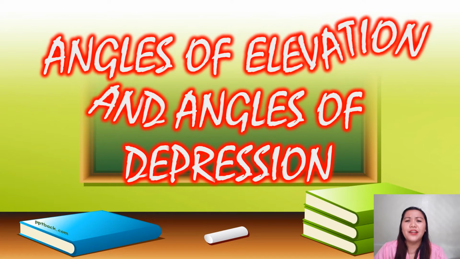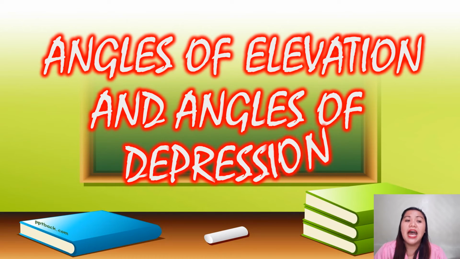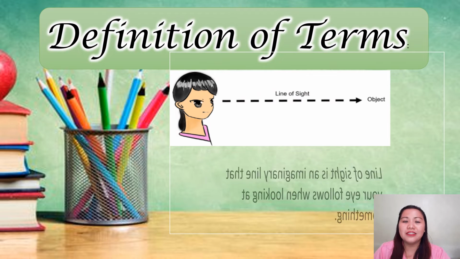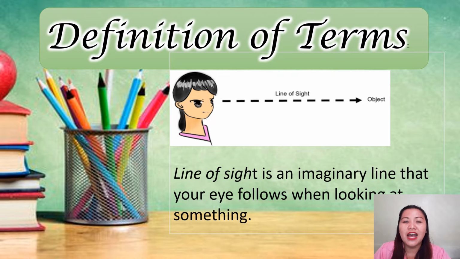Let's define what is angle of elevation and angle of depression. Let's define first what is line of sight. When we say line of sight, it is an imaginary line that your eye follows when looking at something. In other words, the line of sight is an imaginary line that connects the eye of an observer to the object being observed, and that object could be a person, thing, or animal.